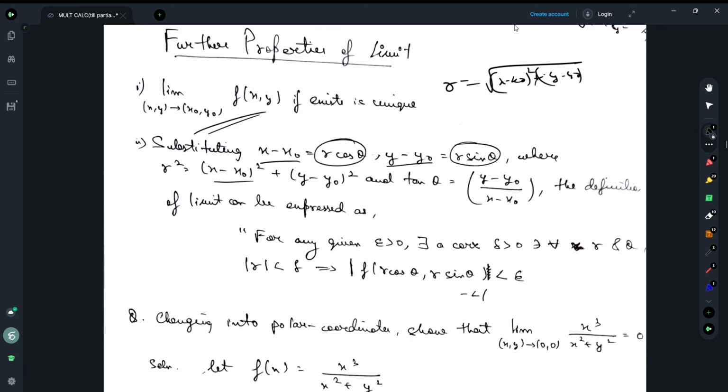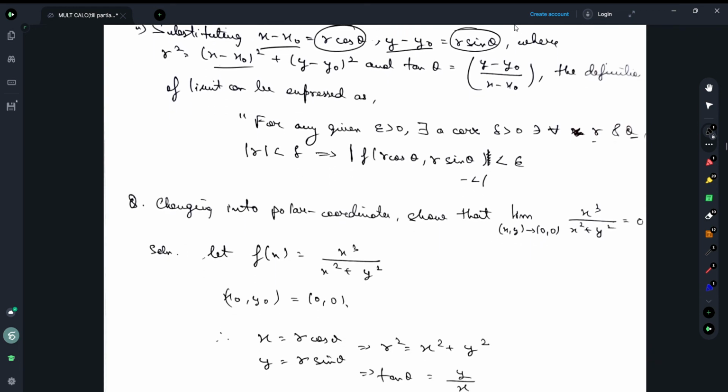So the definition of limit can be further expressed as, for any given epsilon greater than 0, there exists a corresponding delta greater than 0, such that for all r and theta, where mod of r is less than delta, you have mod of the function of r cos theta and r sin theta minus L less than epsilon. So basically a very similar definition, just here you are replacing x minus x0 with r cos theta and y minus y0 with r sin theta.